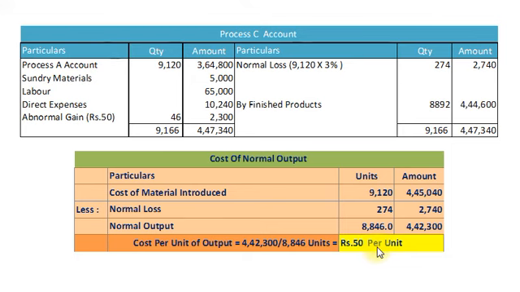Now this 50 will be used for finding the cost of finished product, that is 8,892 multiply 50 rupees amounts to 4,44,600, and that is cost of abnormal gain 46 unit multiply 50 rupees amounts to 2,300. And finally our process C account gets tally with 9,166 units and 4,47,340 rupees. So here is the end of process C account.